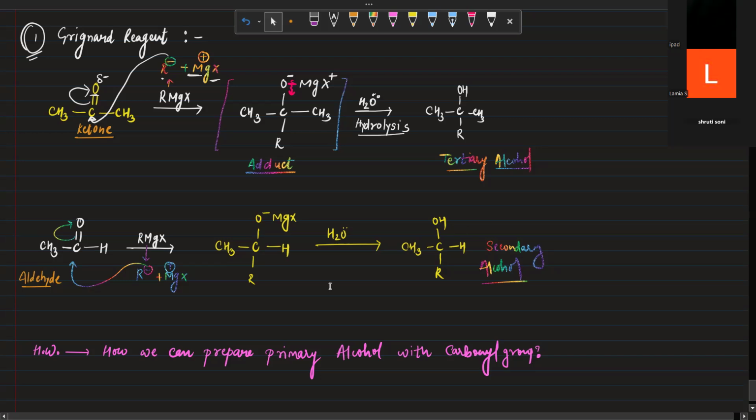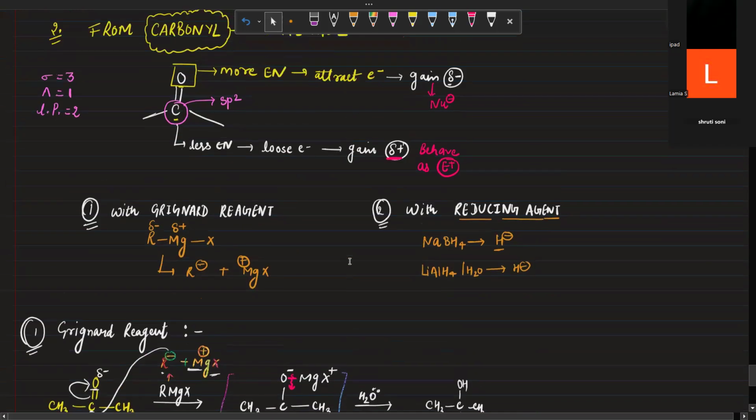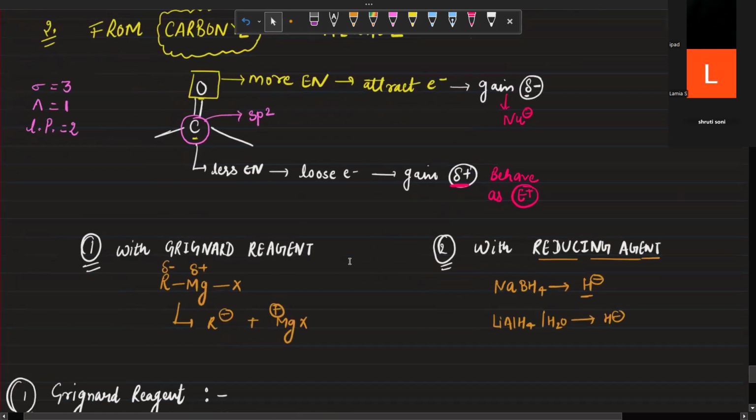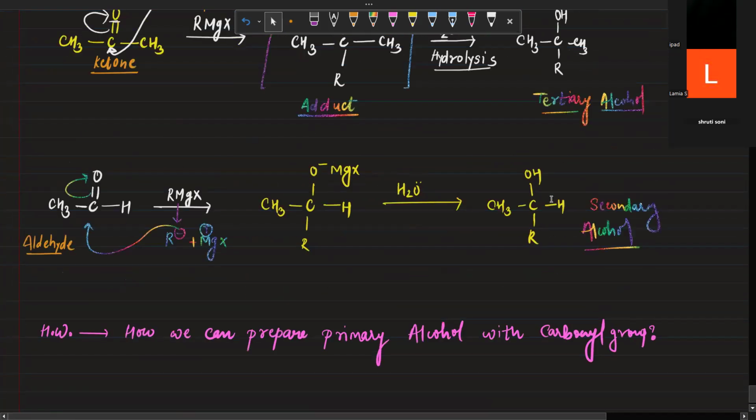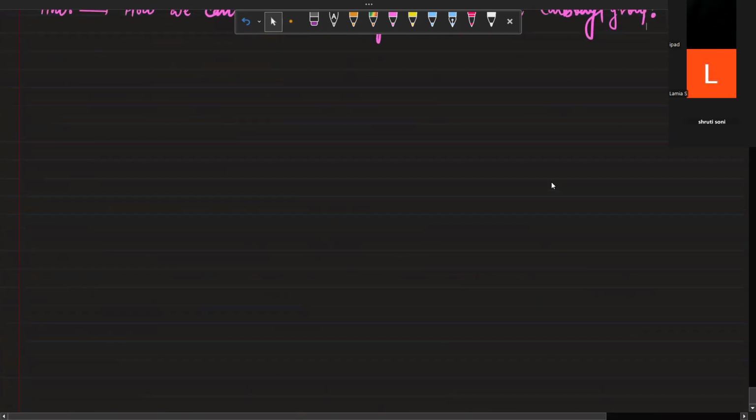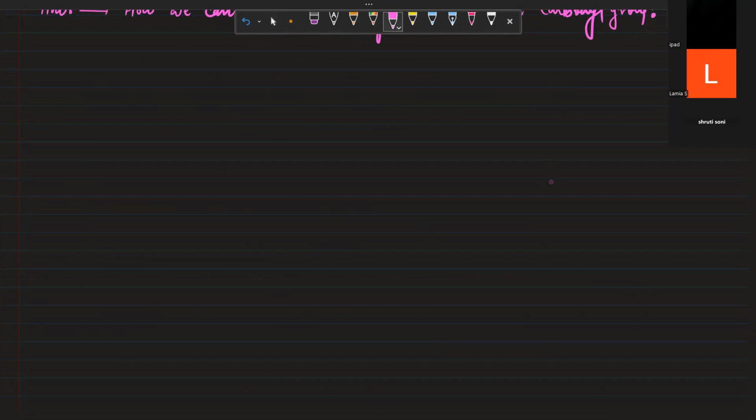Okay. So after this Grignard reagent, what is the next part? Here it is in carbonyl. After Grignard reagent, as you're reducing, right? Yeah, the second part will be with the reducing agent. Before starting with the reducing agent, you need to know what reducing agents are.